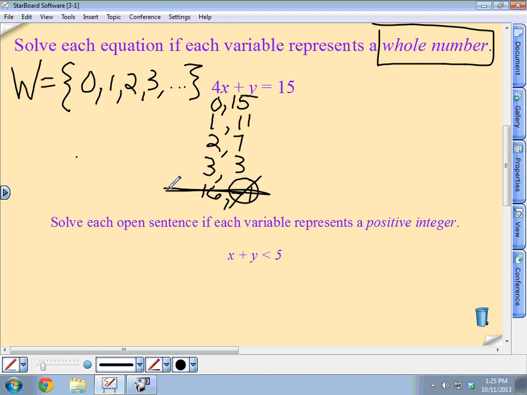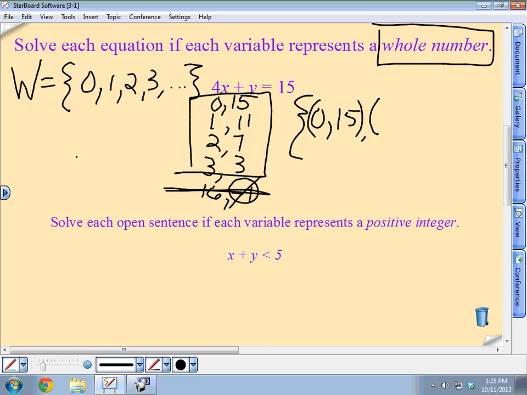So the only solutions you can get where the variables are all whole numbers are these 4 ordered pairs. So our whole solution is (0, 15), (1, 11), (2, 7), and (3, 3). Okay? So there's only 4 possible solutions where both variables are whole numbers.